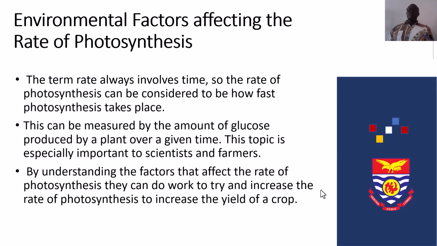The term rate always involves time, so the rate of photosynthesis can be considered to be how fast photosynthesis can take place. This can be measured by the amount of glucose produced by a plant over a given time. This topic is especially important to scientists and farmers. By understanding the factors that affect the rate of photosynthesis, they can do work to try and increase the rate of photosynthesis to increase the yield of a crop.